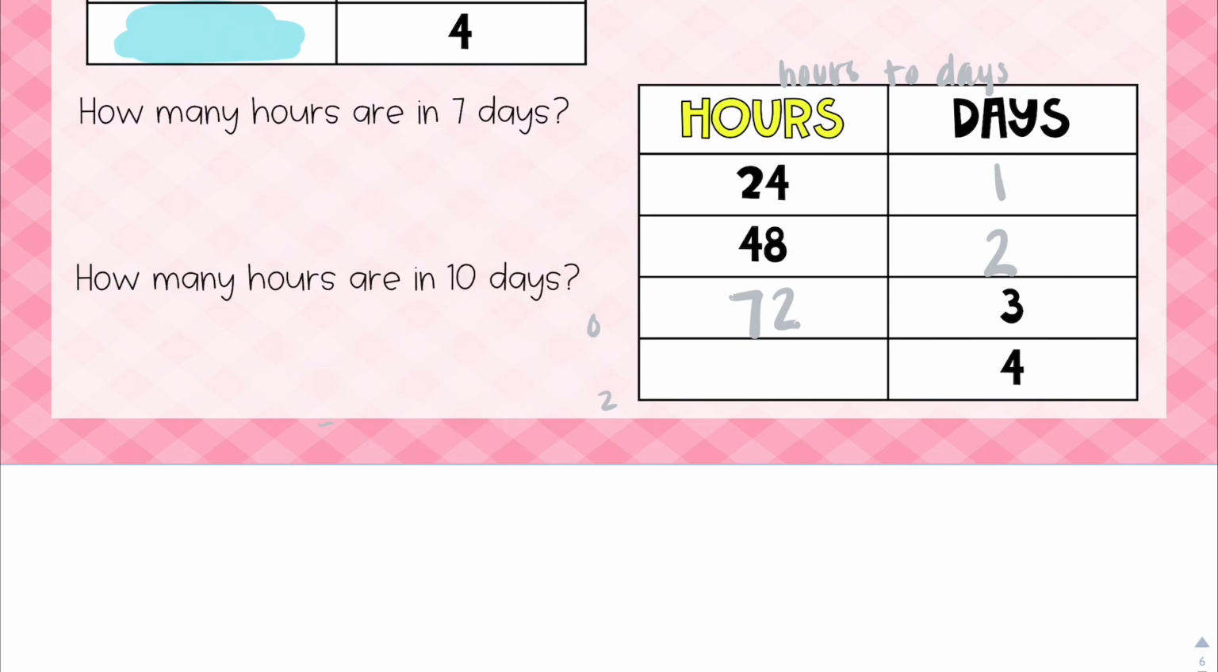So finally, I want you to do 4 days on your own: how many hours are in 4 days, and then try to figure out how many hours are in 7 days and 10 days. All you'll have to do for these is 4 times 24, because there are 24 hours in a day, but I have 4 days. You could do 24 times 7 and 24 times 10. So I would use the area model to solve these.